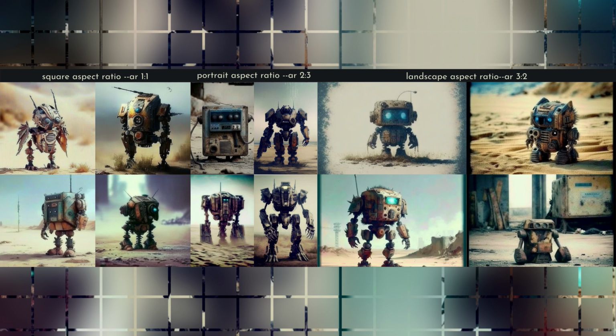I upscaled all of them. There's so much variety in them too. These also seem to get the desert landscape as background interestingly. My favorite point goes to the portrait aspect ratio.